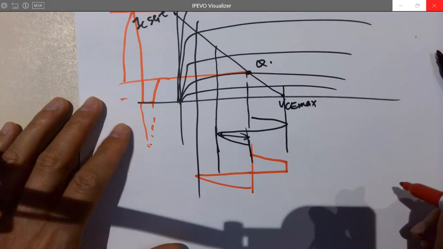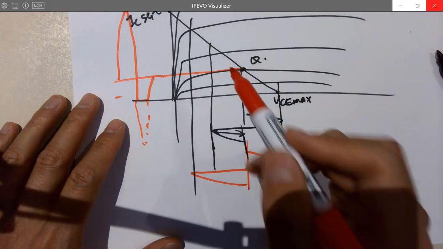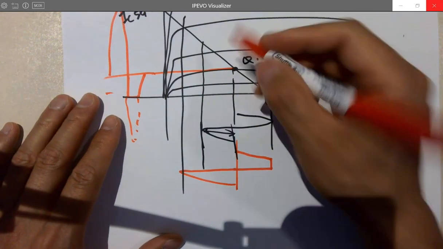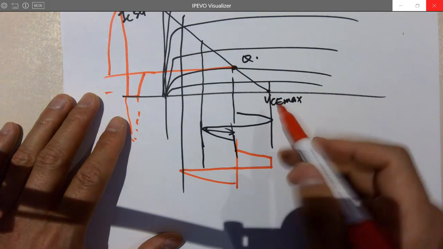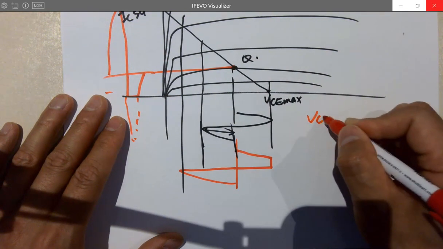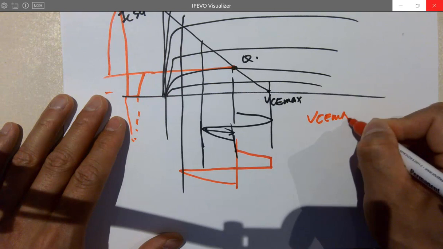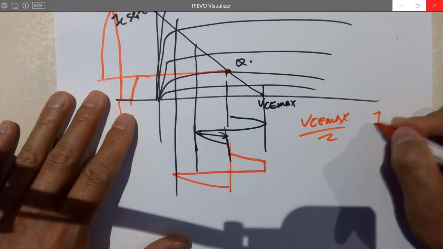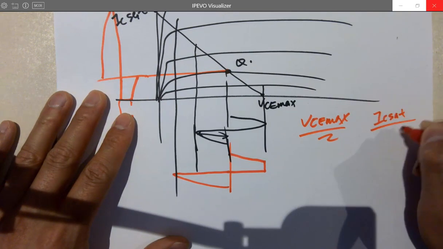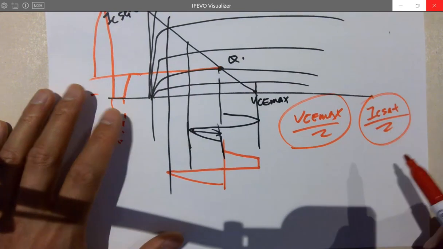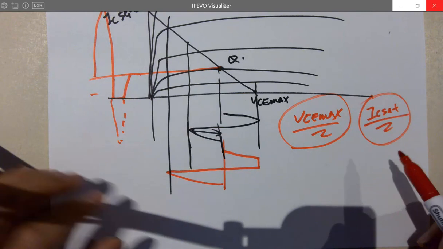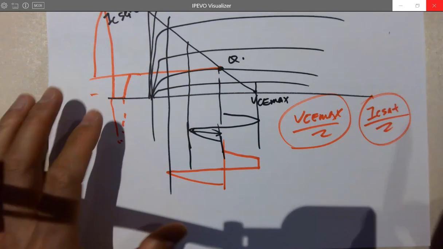Okay. So ideally, whenever you are trying to find out the Q point, should you use half of VCE max or half of IC set max? IC set. Which one to use? Where you want to start with? Same. Why?